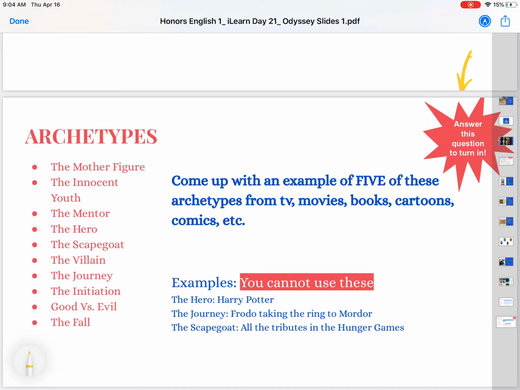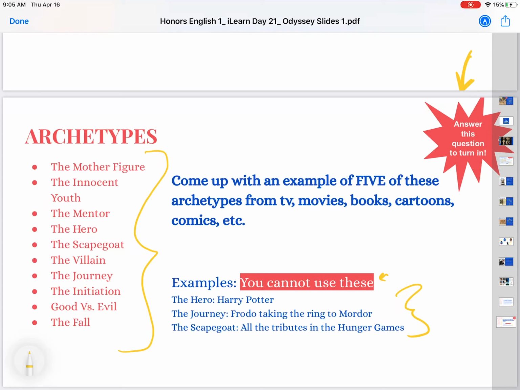Okay, here's your last question to answer, and it is on that blank document on Classroom. I want you to come up with an example of 5 of these archetypes from TV, movies, books, cartoons, comic books, etc. Okay, 5 of these. So you cannot use these examples, but here are some examples. The hero. Harry Potter is the hero in Harry Potter.